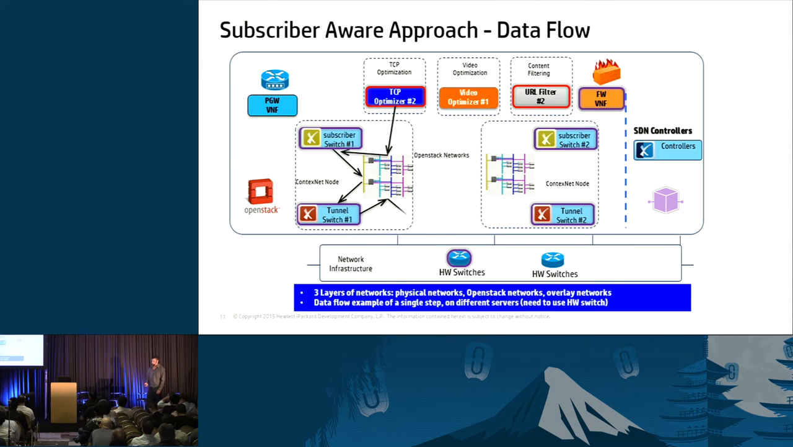Okay, so once the tunnel switch decided in this case that it wants to go out of the network and maybe go to a different data center and a different OpenStack, we are forwarding the traffic into the hardware switch, and from the hardware switch, it just goes the same path until it gets to the URL filter.